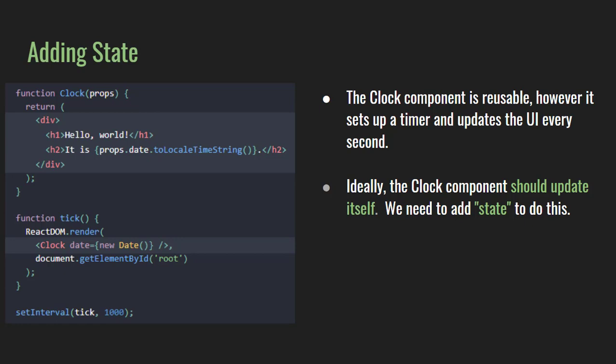But in order to orchestrate a clock, we have to, outside of all of this, down here have the setInterval JavaScript function that on every second interval will call the tick method, which then will render and call the Clock component, passing in the current date. So we're kind of orchestrating things from the outside, which ideally this Clock component should do everything itself. But we need to add state to do that. So we need to convert this a little bit.